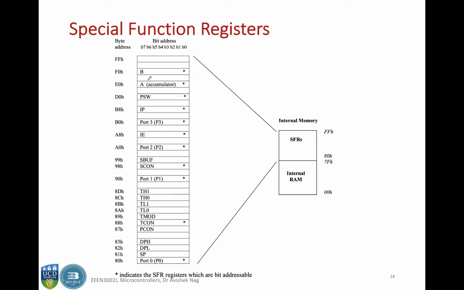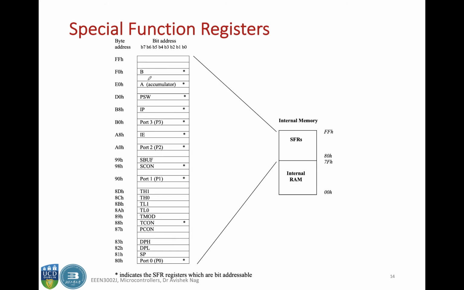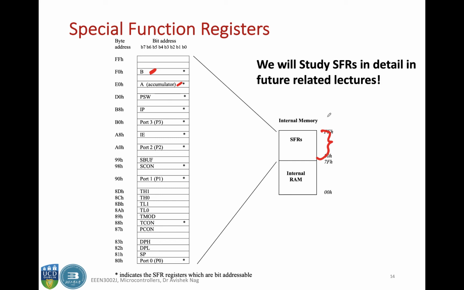But before that, let's have a quick look into the special function registers. These are all the special function registers, and as you saw in the last slide, the accumulator or A register and B are also a part of the special function registers. And then there are many more which lie in this memory location of the internal memory, and we will go through each of the special function registers when we study the related topics in detail.